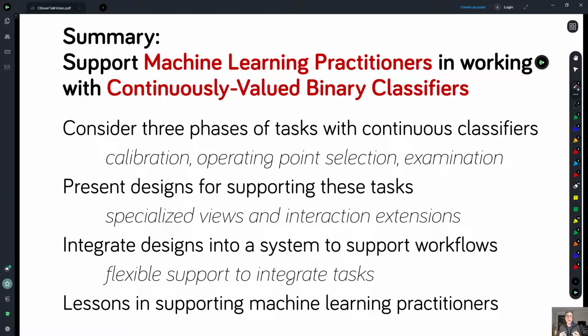This work talks about how we can build support for machine learning practitioners and how they work with continuously valued binary classifiers. Our work considers three phases of tasks. It presents designs for supporting these tasks, and it integrates these designs into a system that supports the various workflows that we saw people needing to do.